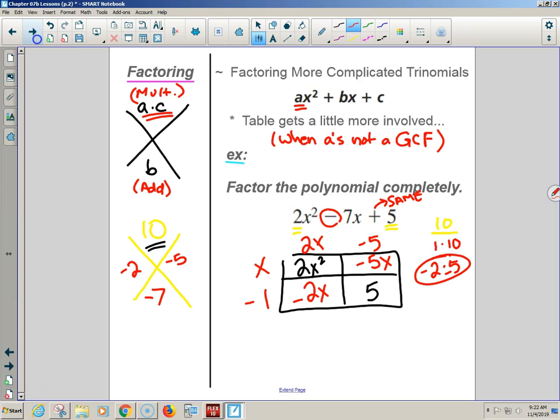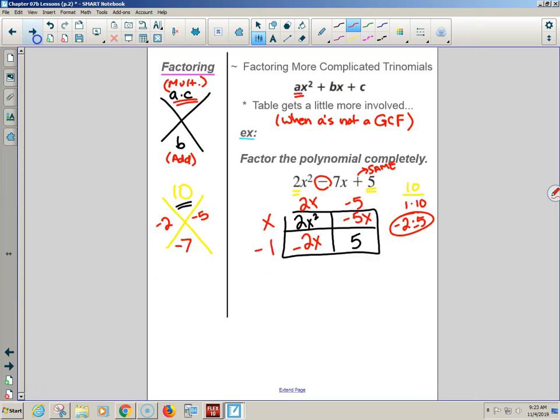So check it. If you take from your table, aren't you going to get X minus 1 and 2X minus 5? Can you just steal these 2 and say, haha, I got it? No. We always go to our box. We always try to include. Now we can say we're done.